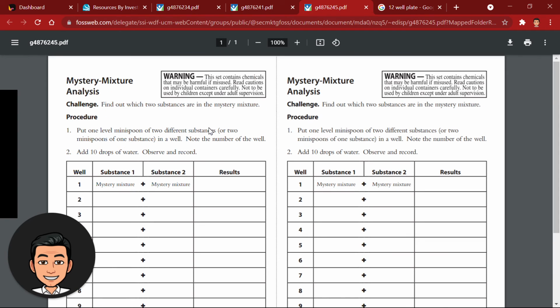The procedure you will use in class is to use the little green mini spoons inside each vial to add 1 or 2 mini spoons of substance into a well. And so what we're doing is we're adding 2 different substances into a well, and then we're going to add water, 10 drops of water, and observe and record our results.